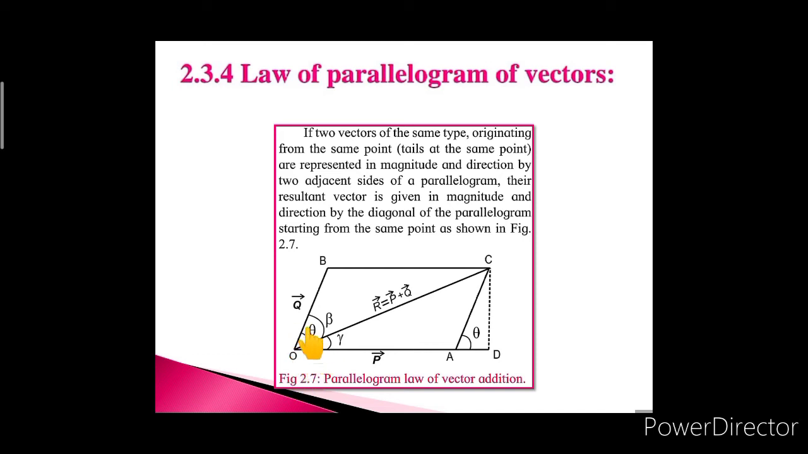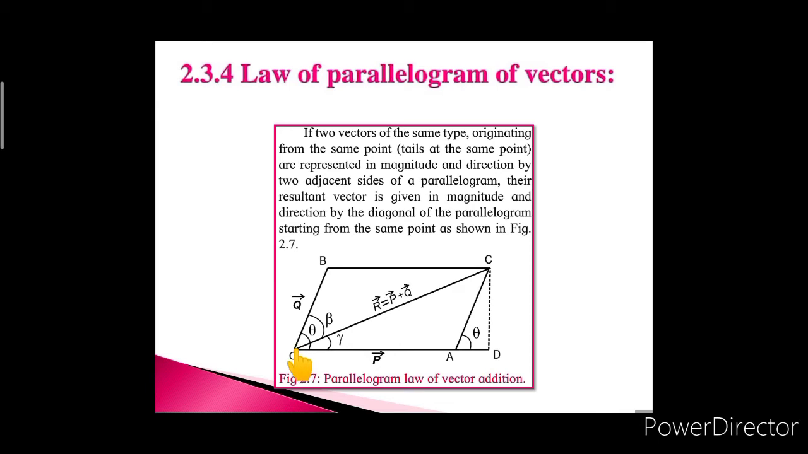That means over here, as you can see, this point O will be the origin for the vector P, for the vector Q, as well as for the resultant. This is the common point from which all the vectors start. The origination of the addition of the vectors is at the common point, and the resultant also originates from the same common point.